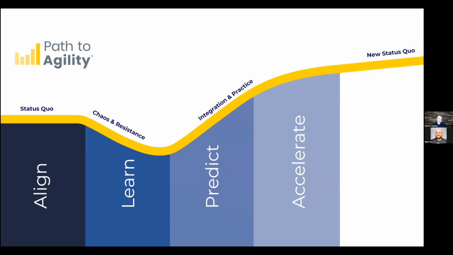That's the accelerate stage. And we believe you got to get predictable first, because if you're not very predictable, you say go faster, you're just putting more noise in the system. So you got to get more predictable, and then you can start to tune the engine.